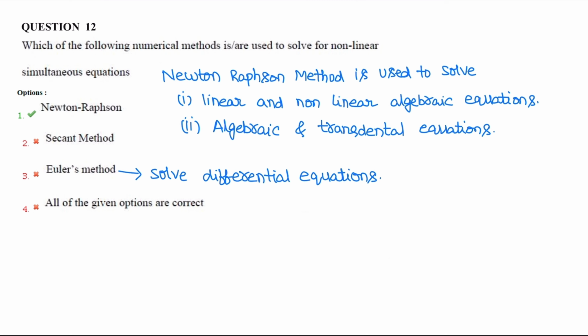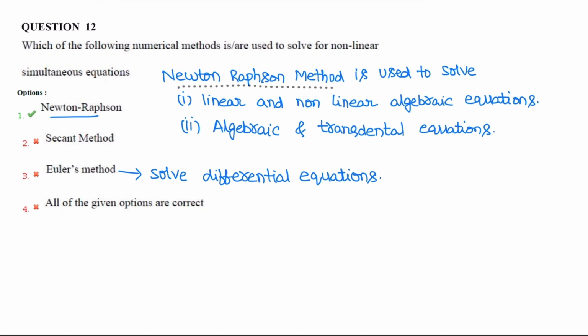Question number 12. Which of the following numerical methods is used to solve nonlinear simultaneous equations? To solve nonlinear algebraic equations we will use the Newton-Raphson method. Euler's method is used to solve differential equations.